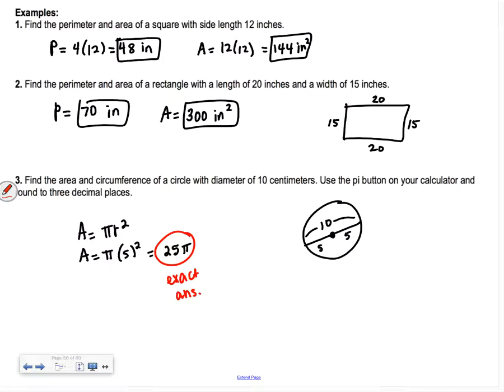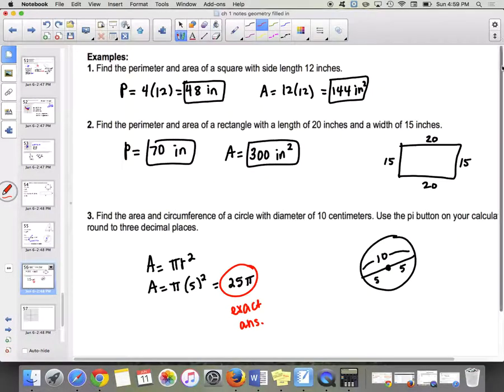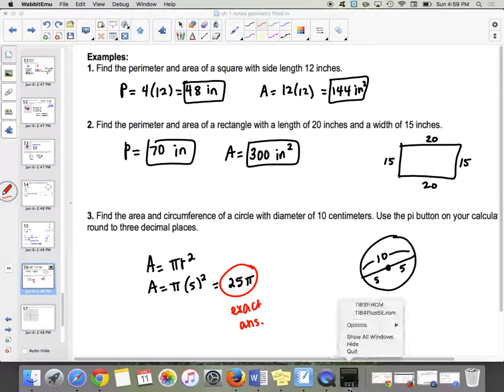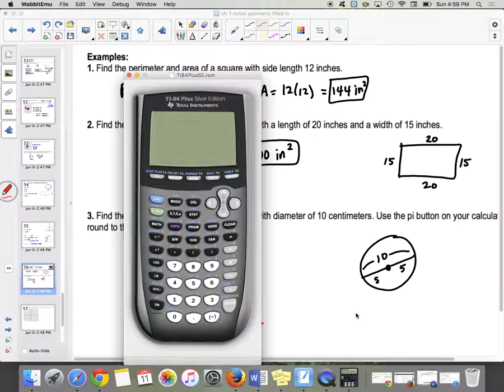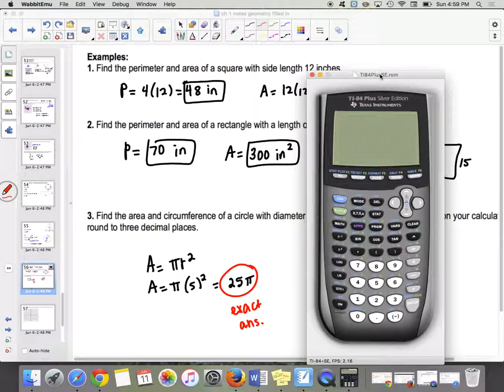So sometimes online homework might ask for the exact answer. And sometimes it might say round to 3 decimal places, so to the 1,000th, or it might say round to the 10th. So when we do this, we want to use our pi button. So we're not using 3.14 anymore. We're bigger. We're better than that, right? So we're going to do 25, and we're going to do second. And the pi button is over here, where that little arrow up button is. So when I hit it, it says 25 pi.